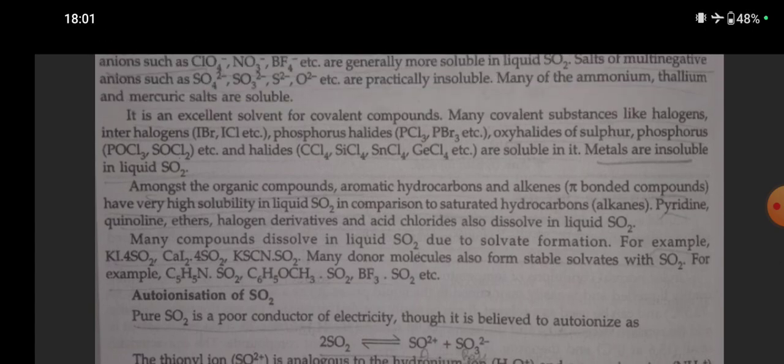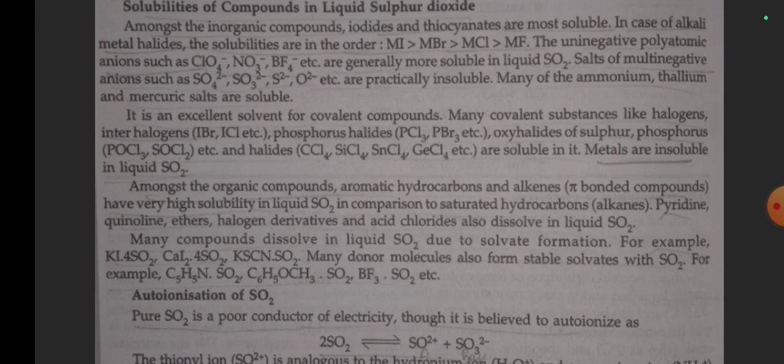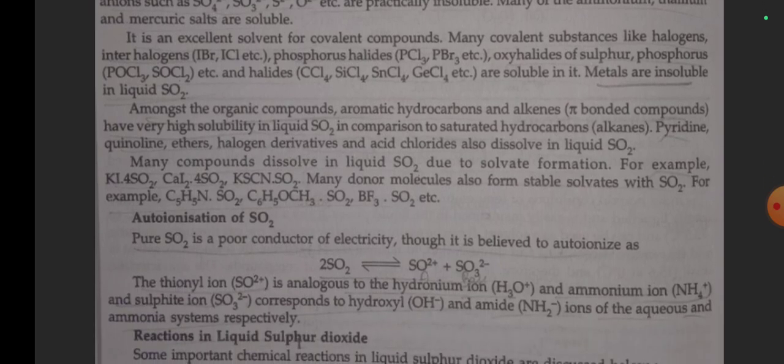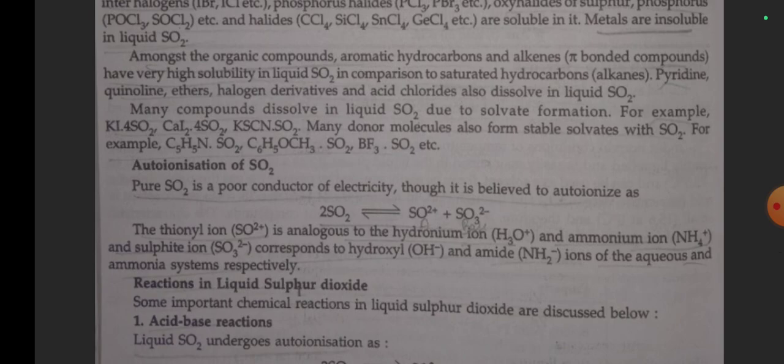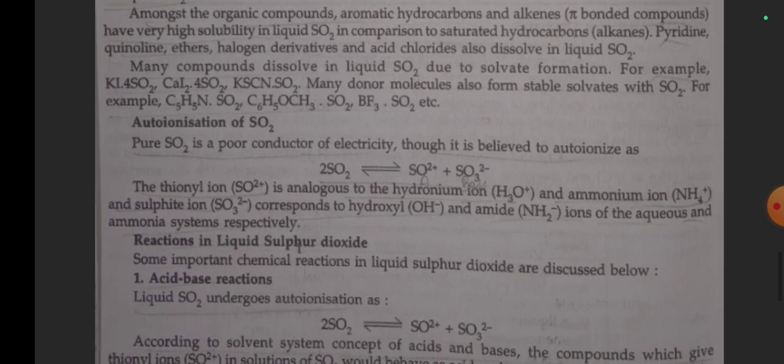Many of the ammonium, thallium and mercuric salts are soluble. It is an excellent solvent for covalent compounds. Many covalent compounds like halogens, interhalogens, phosphorus halides, oxyhalides of sulfur, phosphorus, etc. are soluble, while metals are insoluble in liquid SO2. Amongst the organic compounds, aromatic hydrocarbons and alkenes have very high solubility in liquid SO2 in comparison to saturated hydrocarbons. Pyridine, quinoline, ethers, halogen derivatives and acid chlorides also dissolve in liquid SO2.